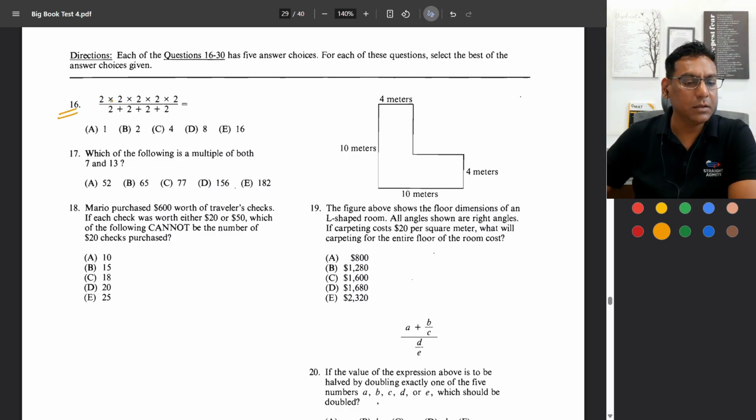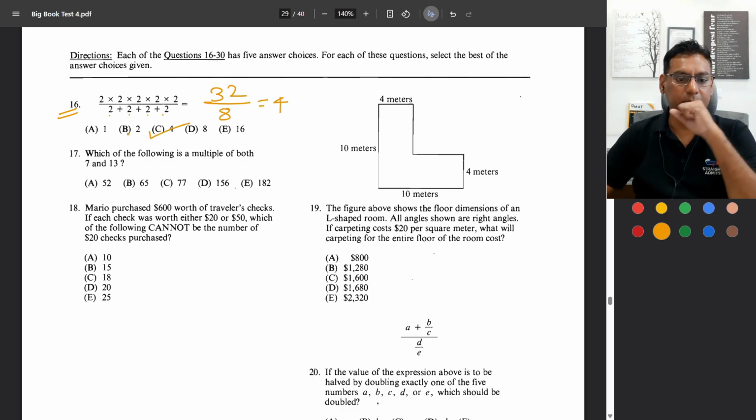Question 16, 2 into 2 into 2 into 2 into 2. So that is 2 raised to 5, 32, divided by 2 plus 2 plus 2 plus 2. That is 2, 4 times 2 is 8. 32 by 8 is 4. Answer choice C.